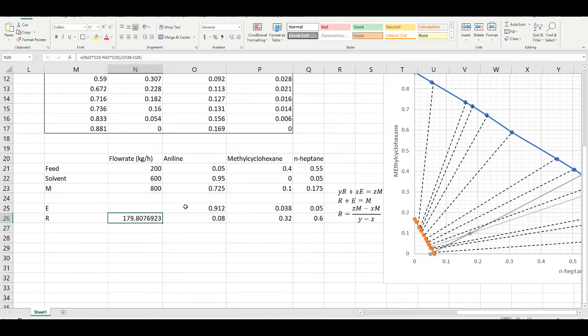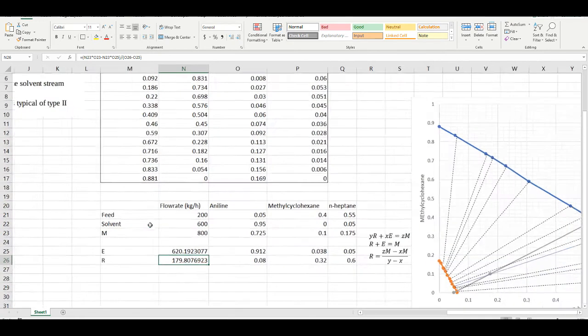This gives us 179.8 grams per hour. And the extract flow rate is 6 minus the raffinate. And there we have it. So 620 kilograms per hour. And that's it. That is it for problem 1.